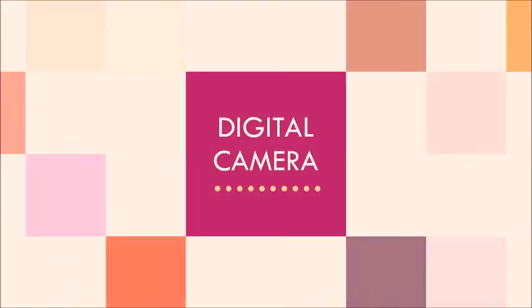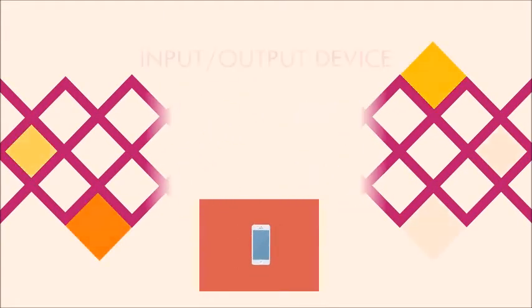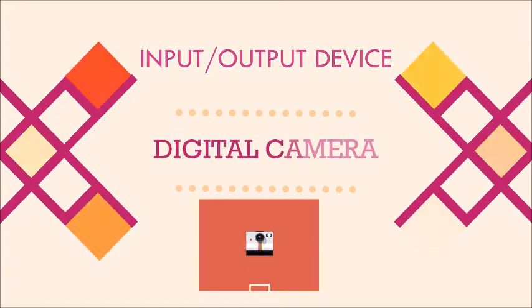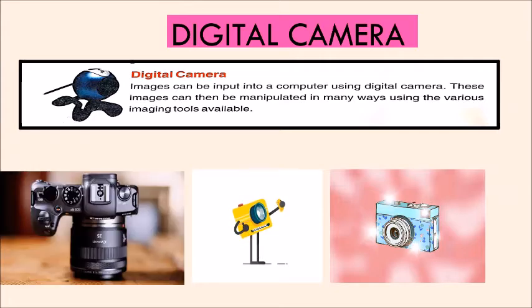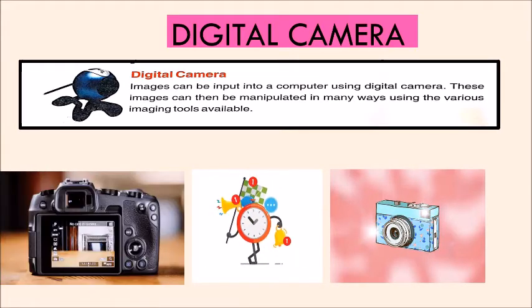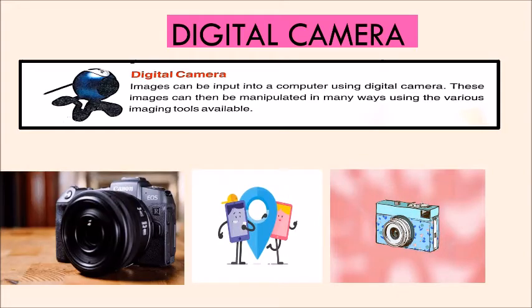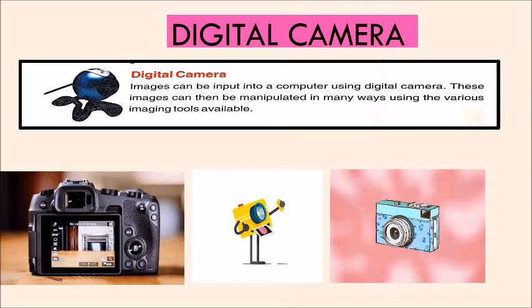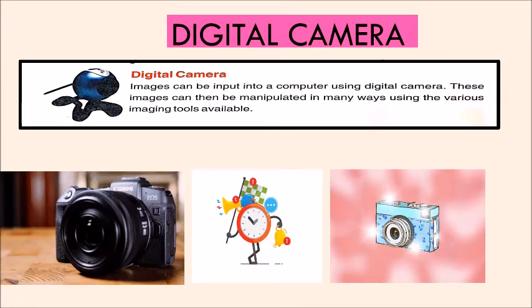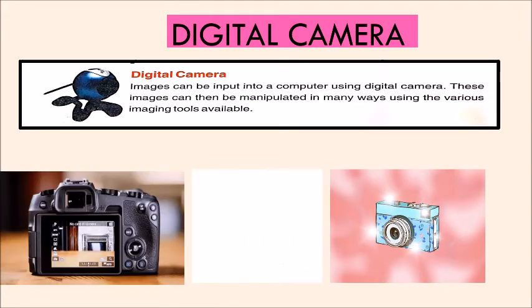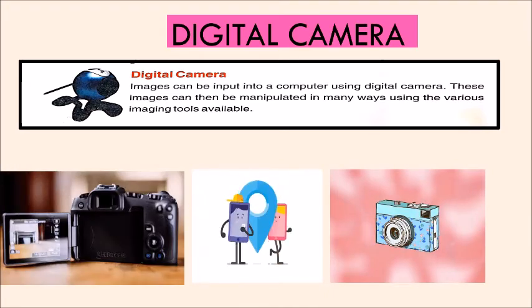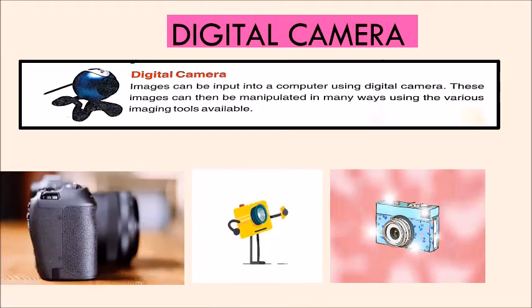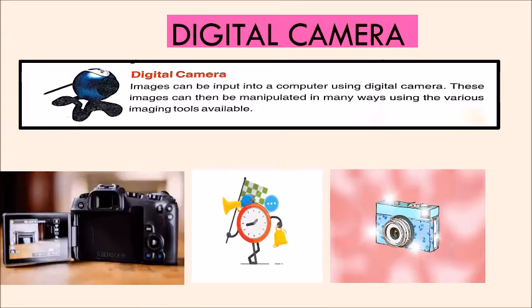Digital camera. Digital cameras are input-output devices. A digital camera is a camera that captures photographs in digital memory. However, unlike film cameras, digital cameras can display images on a screen immediately after being recorded, and store and delete images from memory. Many digital cameras can also record moving video with sound.